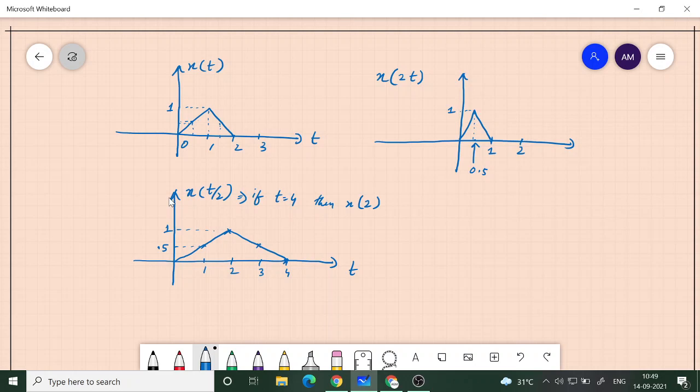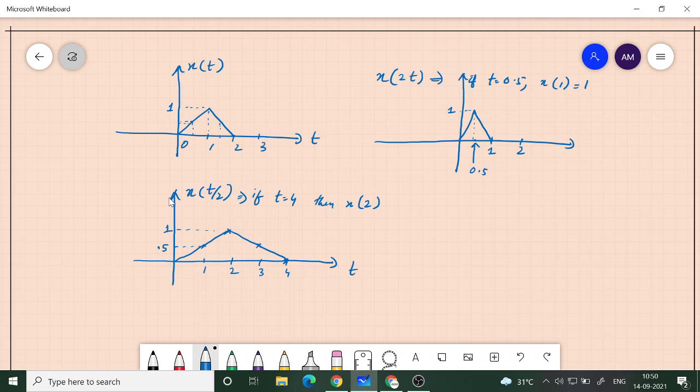So in order to plot x of t by 2, you take different values of time, and then you get x of some value. At that value you go to the initial graph and get the value. Same thing here also. Here you can put t equal to say 0.5. If t is equal to 0.5, then you have x of 1, right? x of 1, you go here and you will get it as 1, from the first graph.